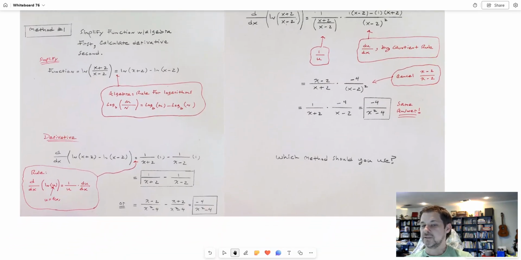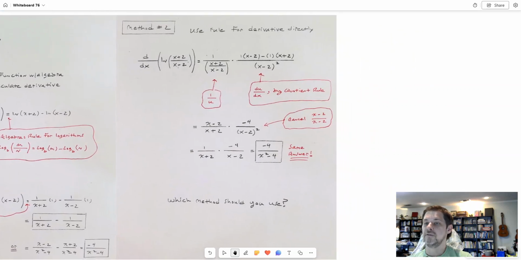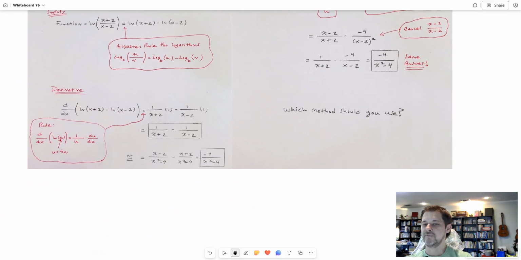You see how there's this rule for the derivative of a natural logarithm? Why can't we just use that rule directly? In other words, what if we don't simplify it first? Can we use this rule that I just showed you for the derivative of a natural logarithm right from the beginning? Okay, so you can do that. Remember that rule, the derivative of natural log of u is 1 over u times u prime.